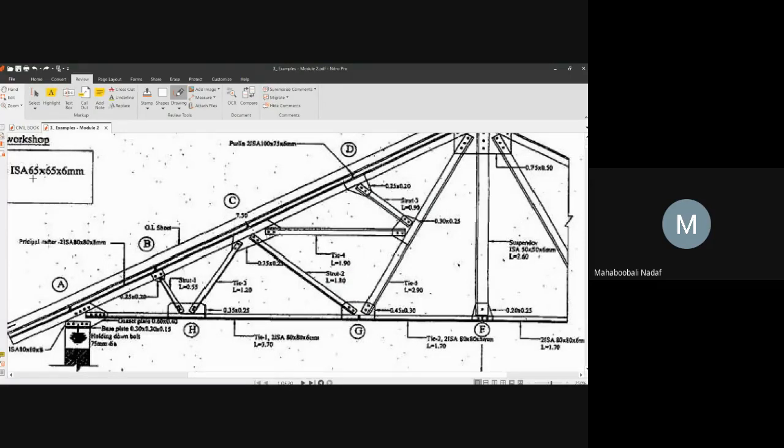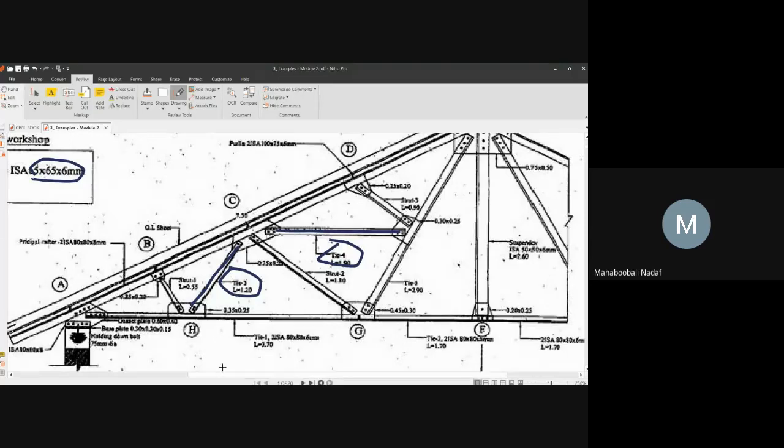Now in this one they have given ISA 65 by 65 by 6, and its length is given. We can multiply the total length by its unit weight. That's all. Multiply by unit weight. Clear? Okay, now what are these inclined members in this direction? Here the name is given.